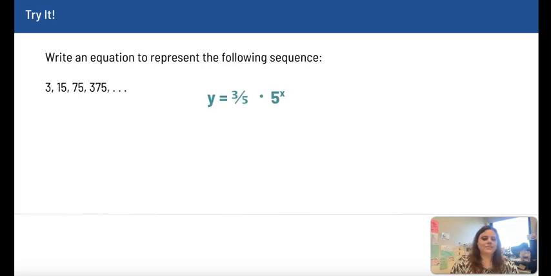In this problem, we end up getting a common ratio of 5, and our first term divided by the common ratio is 3 divided by 5, or 3/5. So our equation is y equals 3/5 times 5 to the power of x.